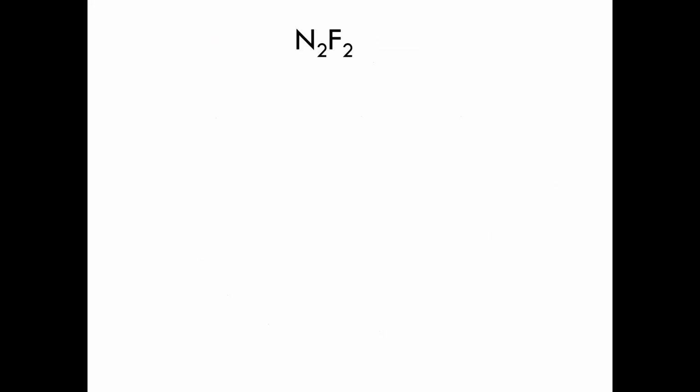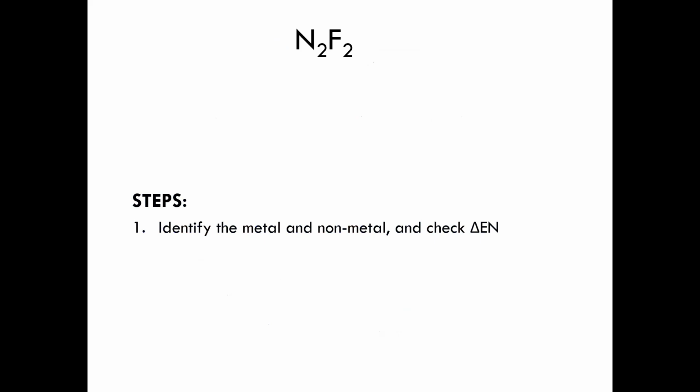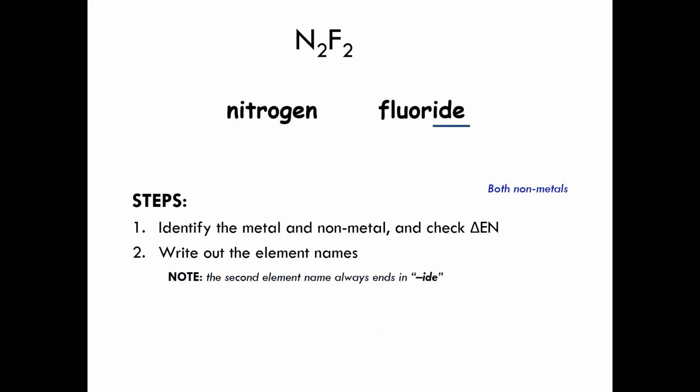For our second example, we have a compound composed of nitrogen and fluorine. For the first step, I need to identify any metals or nonmetals I have in the compound, and then check the difference in electronegativity. But again, I have a compound that is entirely composed of nonmetals. So I know that this compound will be covalent, and I can continue naming it in a covalent fashion. The second step, write out the element names. So nitrogen, fluoride. Remember, the ending must be "ide" for any element that comes second.